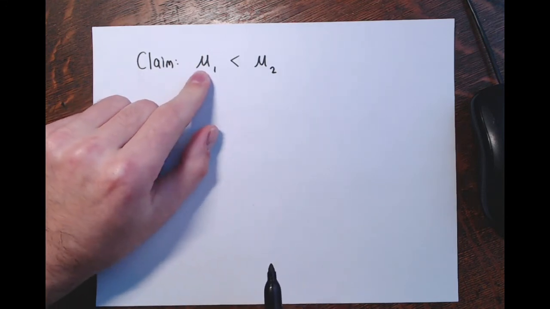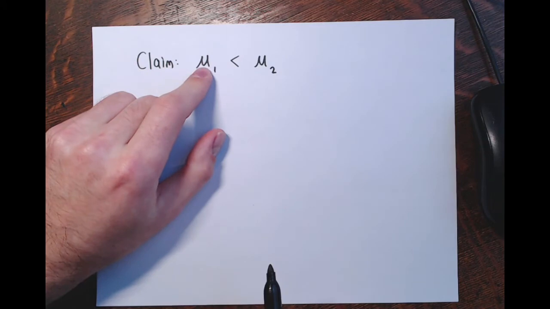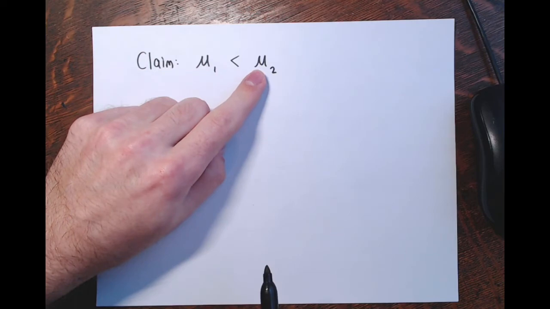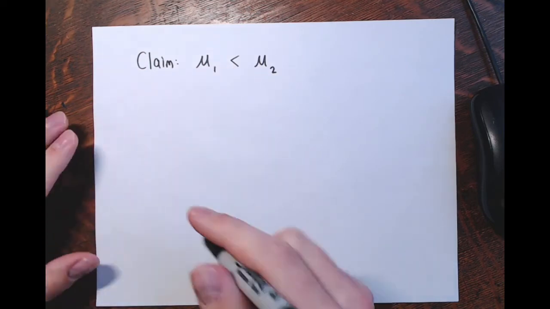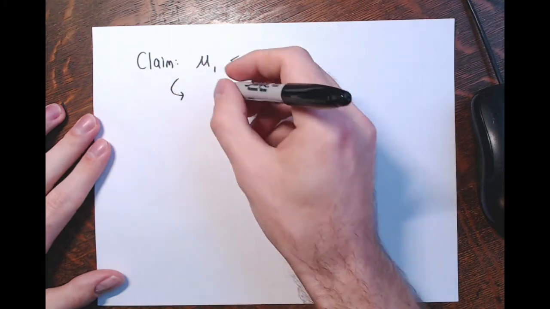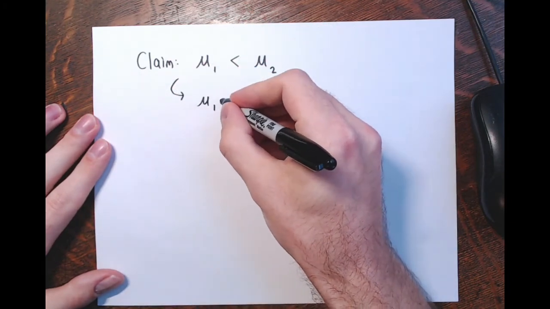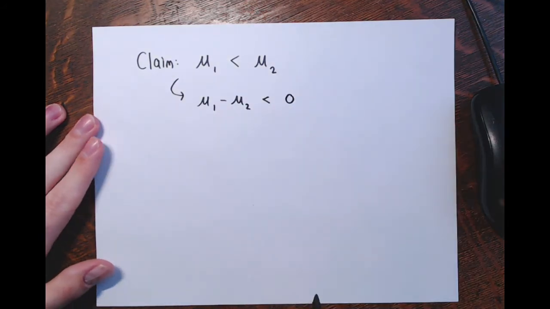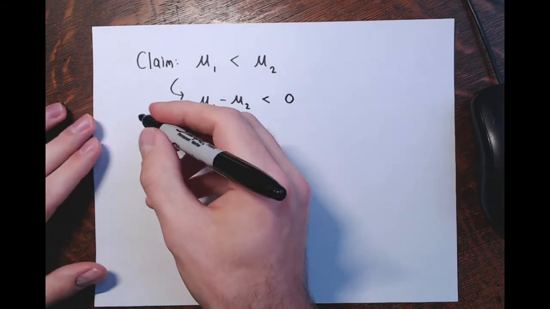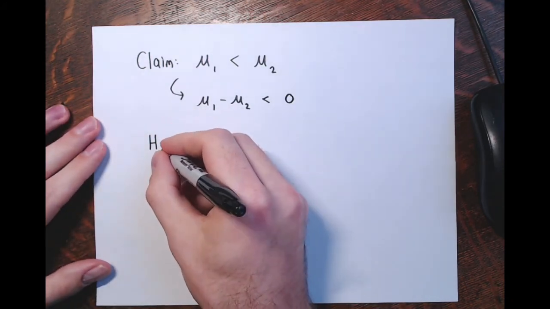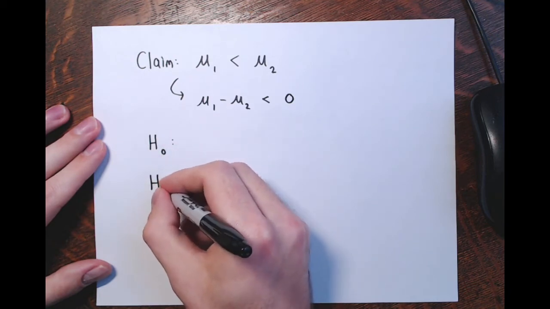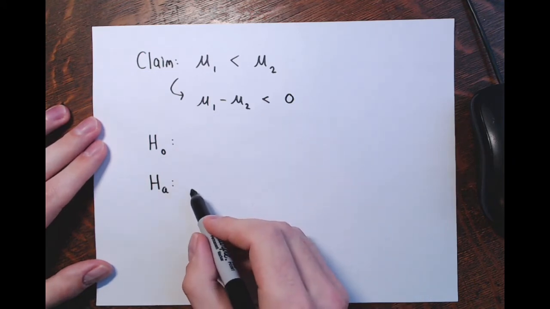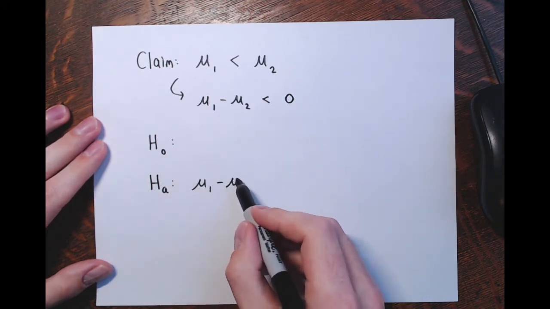So again, the average daily low temperature from 98 to 2002 is lower than the average daily low temperature from 2013 to 2017. Mu1 is less than mu2. Or subtract, looking at the difference between means here, mu1 minus mu2 is less than 0. All right, so then once a claim is established, you can set up your hypotheses. The null hypothesis, the alternative hypothesis. Now this claim does not involve equality, so it's going to be represented by the alternative hypothesis.